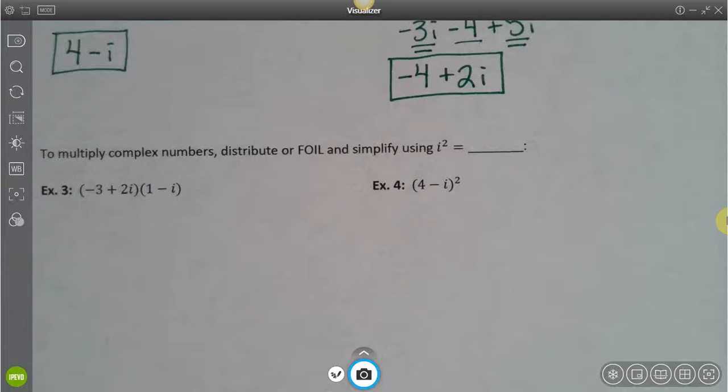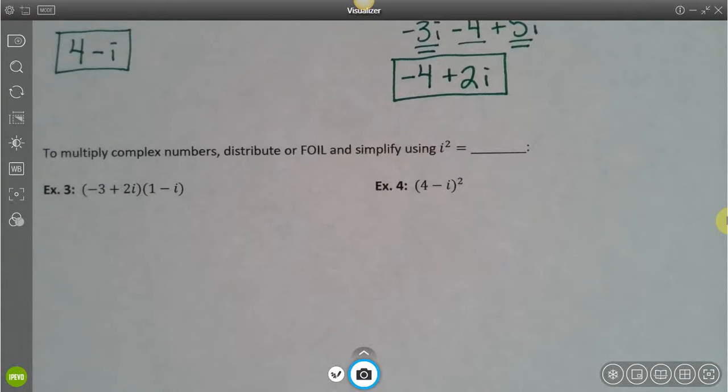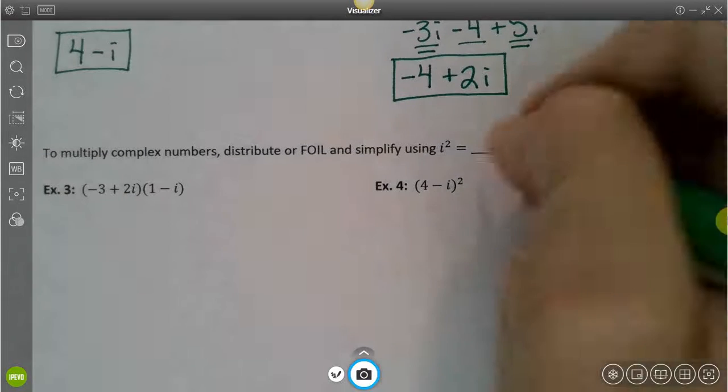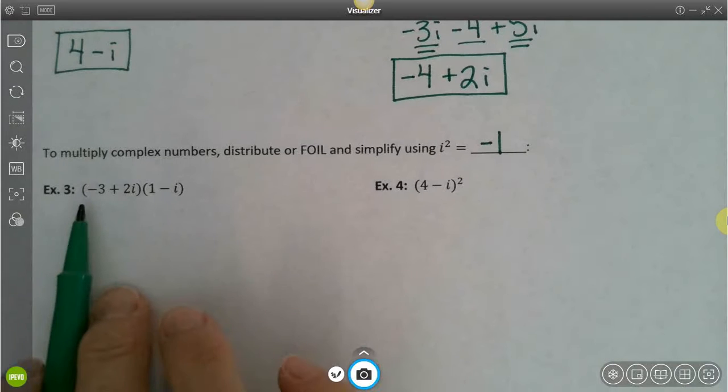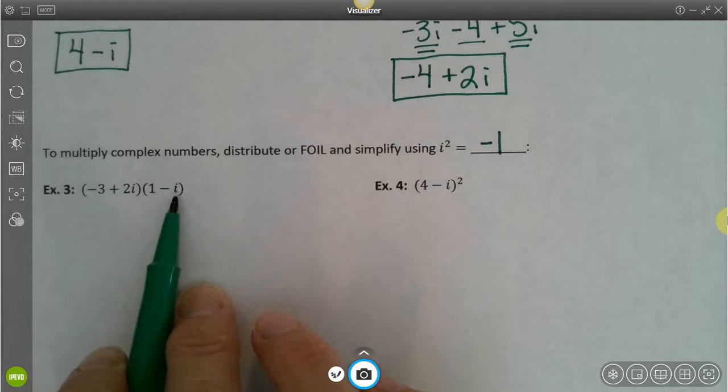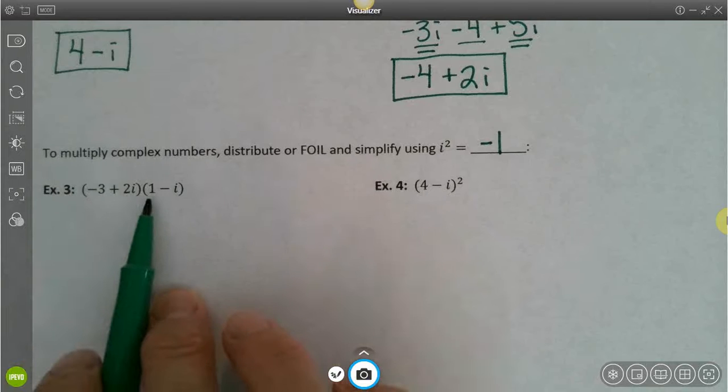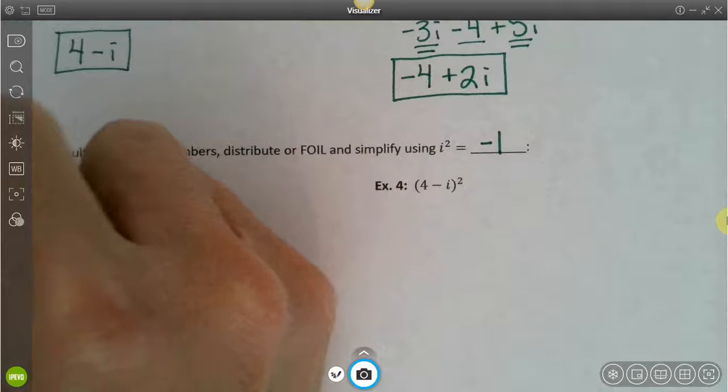To multiply complex numbers, we're either going to distribute or FOIL, depending on how many terms we're working with, and then simplify using the fact that i squared is always equal to negative 1. Anytime we see an i squared, we're going to replace it with a negative 1. So here I see a binomial times a binomial, which means I need to do FOIL. So I'll have first times first, negative 3 times 1 is negative 3.